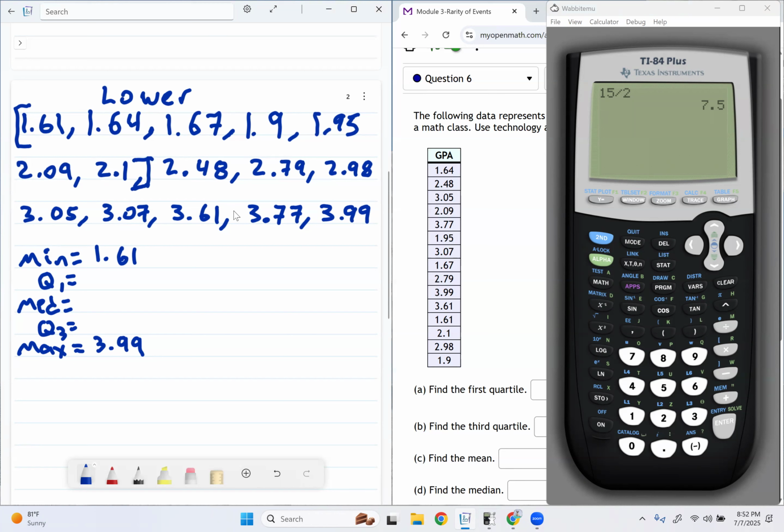And if I do the same thing from the top, 1, 2, 3, 4, 5, 6, 7, that leaves me with one value remaining in the center. So when I have an odd number of terms, I don't include the median when I'm determining that upper and lower half. My median, then my leftover number in the center, is 2.48.